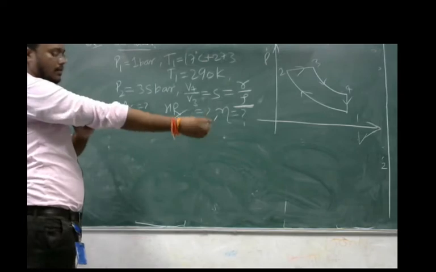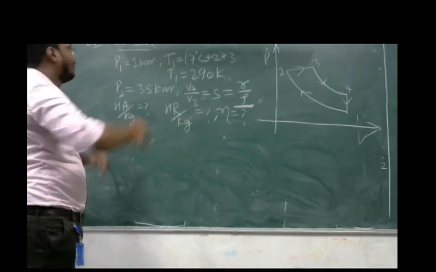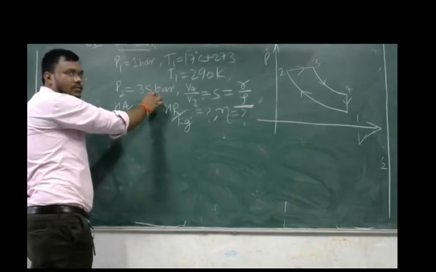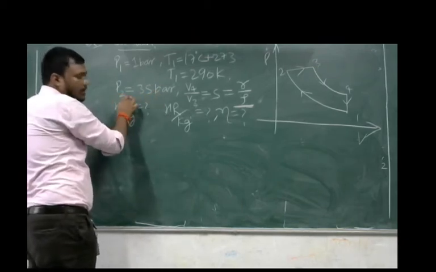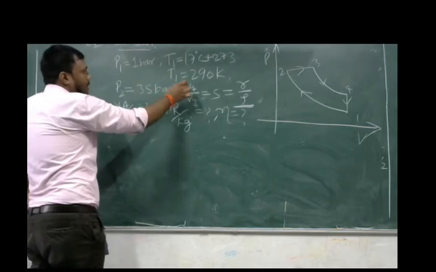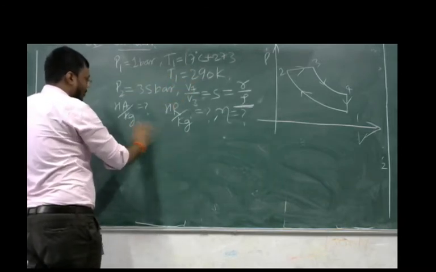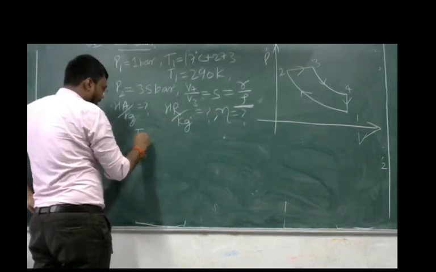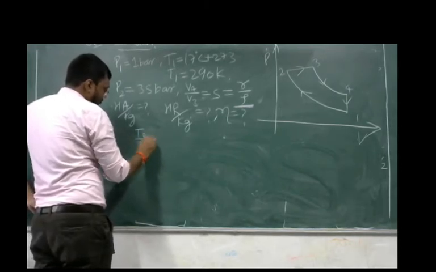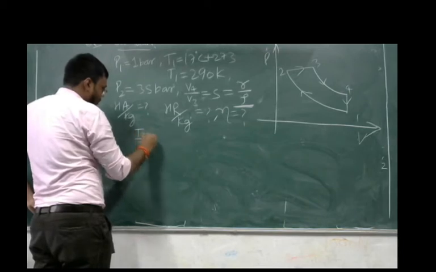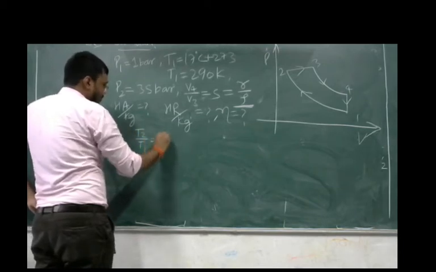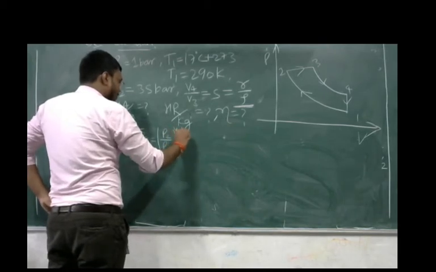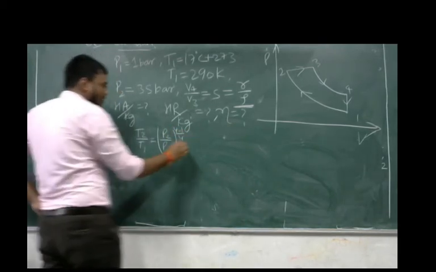So first of all, we need to find the value of T2 because P1 and T1 are given, but the value of T2 is not given in the question. Only pressure at point 2, P2, is given. So first calculate the value of temperature at point 2. We know the formula T2 by T1 equal to P2 by P1 to the power gamma minus 1 by gamma. Put all the values here.